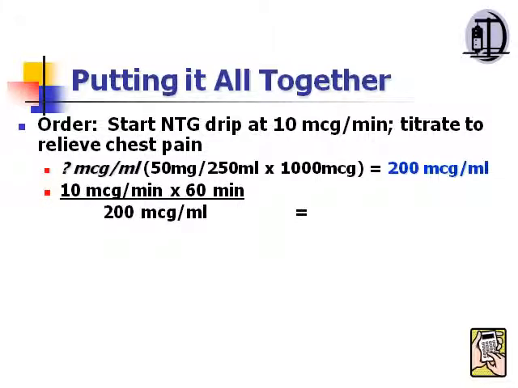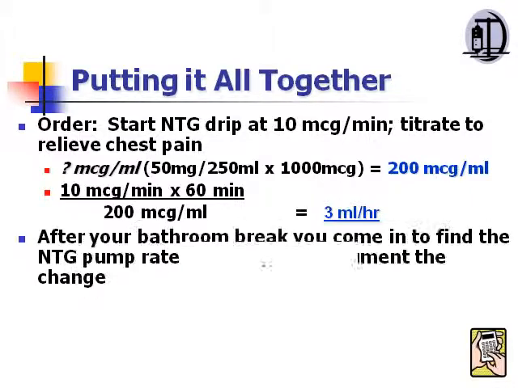And then we're going to do the order. So the math is 10 mics per minute times 60 divided by 200, and we get 3 mLs per hour. So that's what we're setting the pump at. All right, after your bathroom break, you come in and find the nitroglycerin pump rate is now at 12 mLs per hour. Document the change.